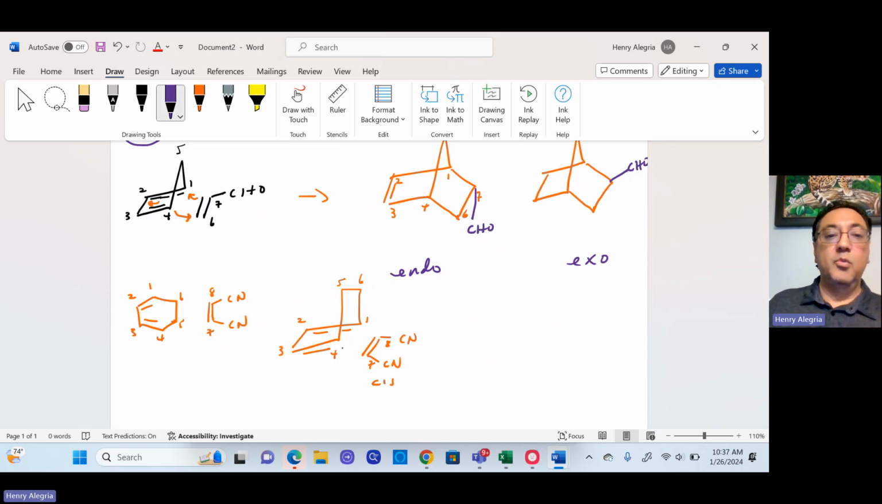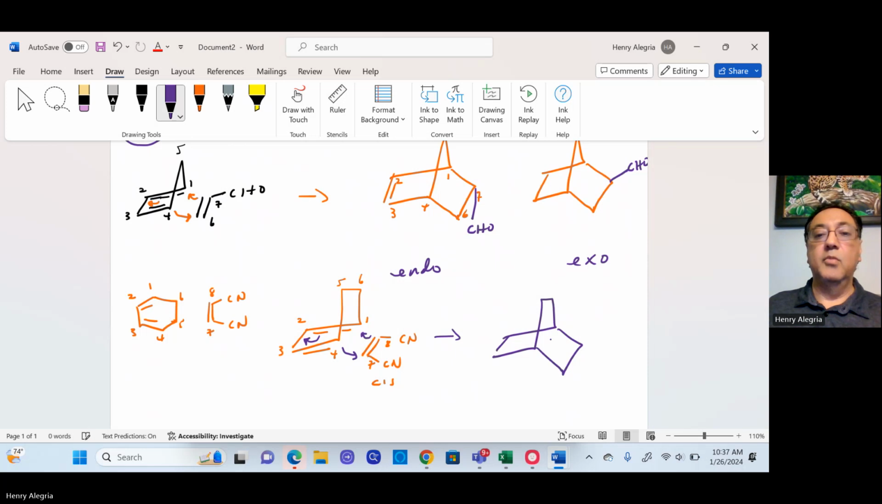So therefore, when 4 reaches over to 7, 8 reaches over to 1, and I move the position of the double bond here, this is what the product is going to look like, right? 1, 2, 3, 4, 5, 6 out of the way. And then, of course, we have 7 and 8. Double bond is between 2 and 3.